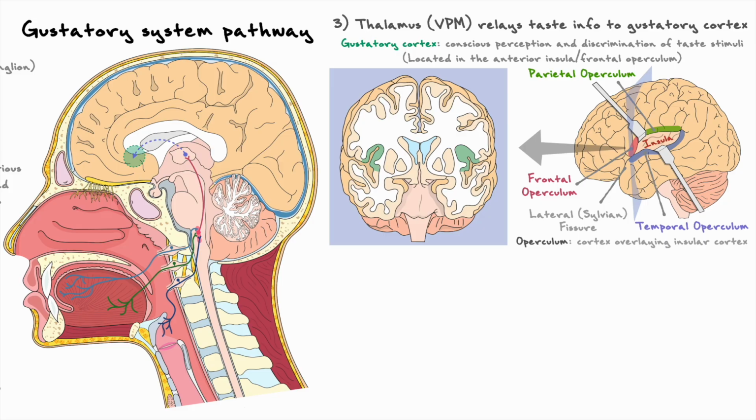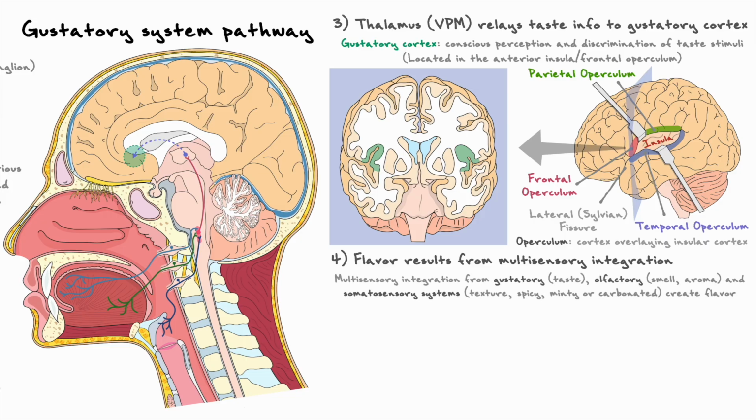Now, one important point that I would like to briefly touch on is the concept of flavor, which is different from taste. As we've seen, taste represents the basic sensations of sweet, bitter, umami, sour, and salty. On the other hand, flavor is created from the multisensory integration of gustatory, olfactory, and somatosensory systems. This flavor is what you experience every time you eat something, rather than the pure taste detected by your tongue.